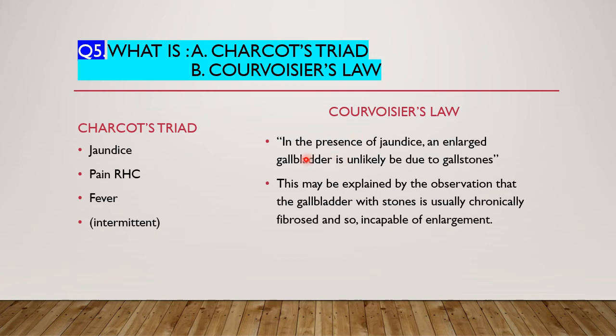Courvoisier's law states that in the presence of jaundice, an enlarged gallbladder is unlikely to be due to gallstones. Okay, so in this patient, the gallbladder is not distended, so the cause is likely to be gallstones. This may be explained by the observation that the gallbladder with stones is usually chronically fibrous and so incapable of enlargement.